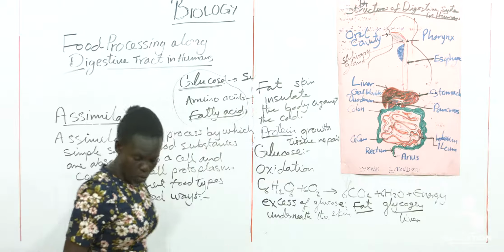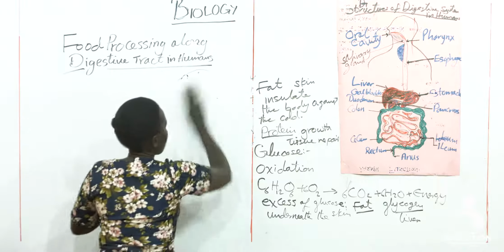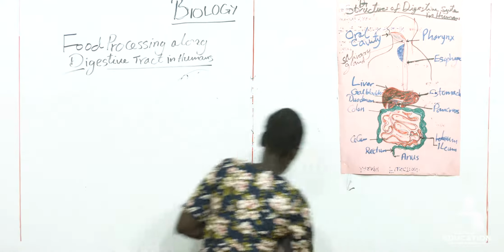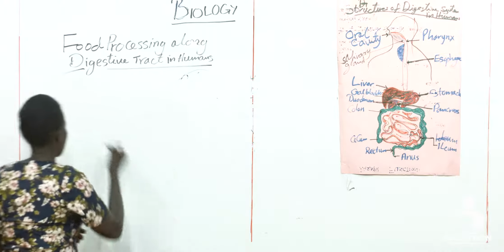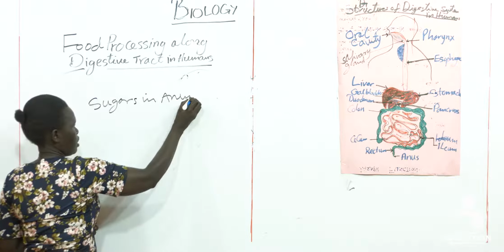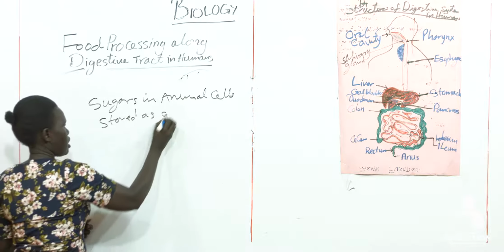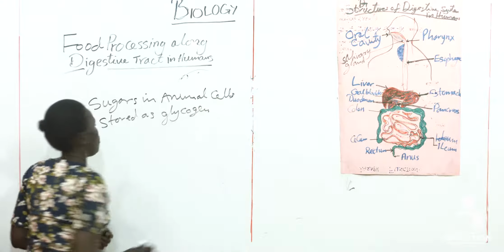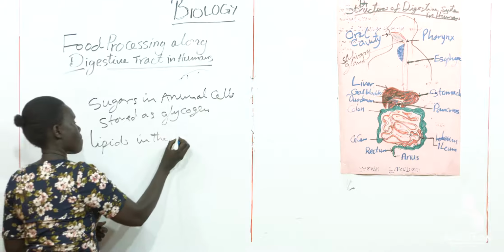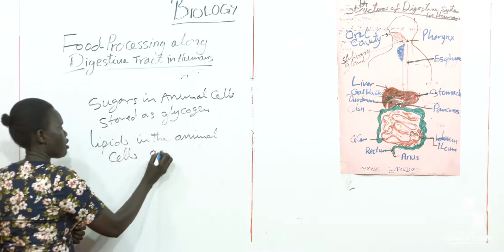Then, in conclusion, let us conclude our lesson by saying that the sugars in animal cells are stored as glycogen, while the lipids in the animal cells are stored as fat.